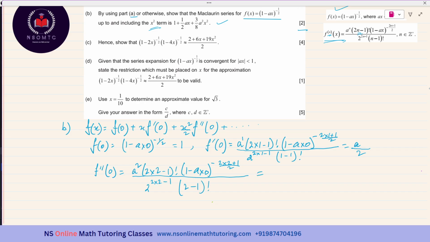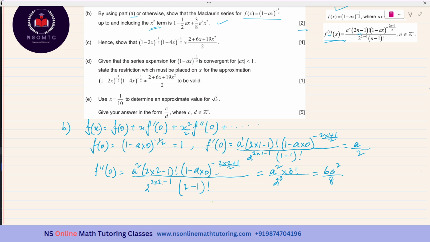Okay, so this is e square is there. 2 times 2 is 4 minus 1 is 3 factorial. First of all, let me write 3 factorial. And this part is 1, so I'm not writing that again. And this is 4 minus 1 is 3, and 2 to the power of 3 is 8. Or I can write first of all 2 to the power of 3, and this is 1 factorial. So this is actually 3 factorial is 3 times 2 times 1, so it is 6 a square, and 2 cube is 8.